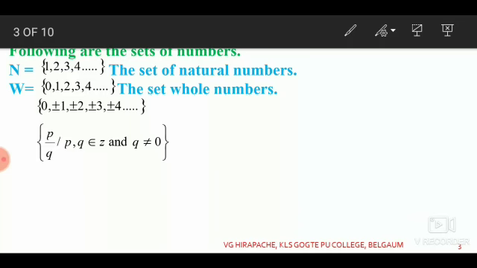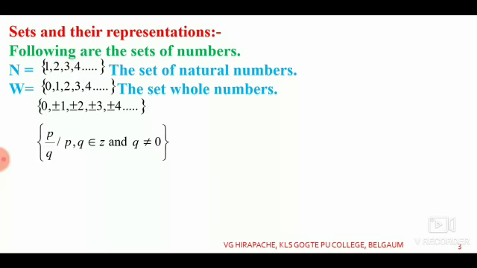We have one more set which is called Z, or I, is equal to 0, plus or minus 1, plus or minus 2, plus or minus 3 and so on. It is called set of all integers.